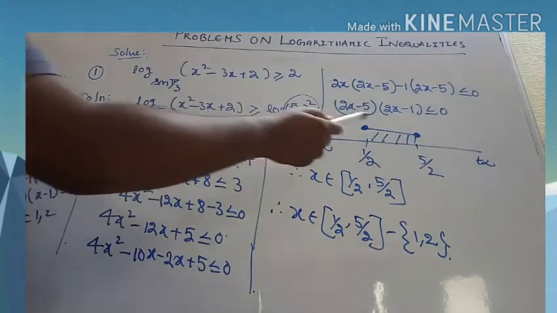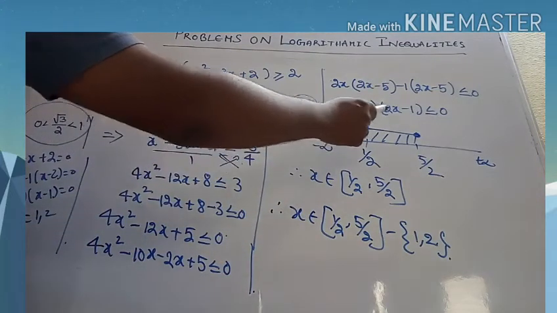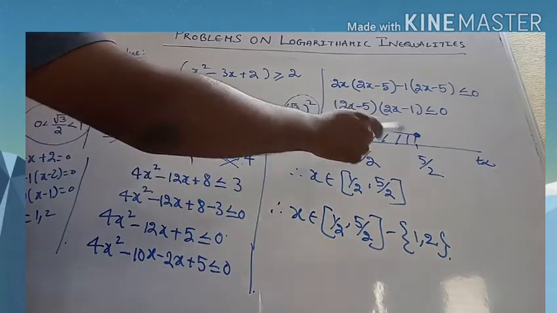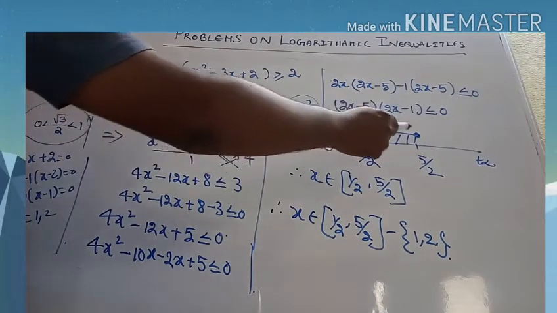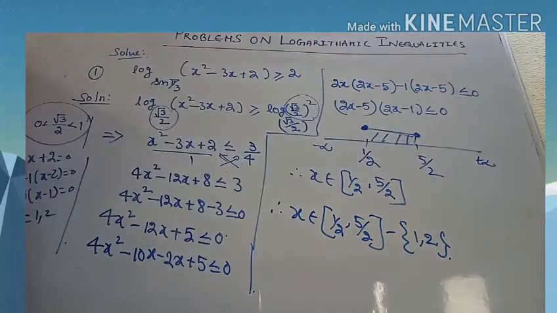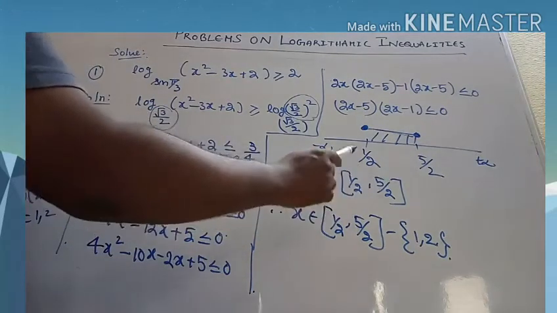Lesser than or equal to 0 means the critical points and the roots are: 2x minus 1 equal to 0 means 1 by 2, and another root is 5 by 2. Lesser than or equal to 0 means 1 by 2 and 5 by 2 are included, and in between is the total solution you are going to get. That is what we wrote: x belongs to [1 by 2, 5 by 2]. This is the solution set.